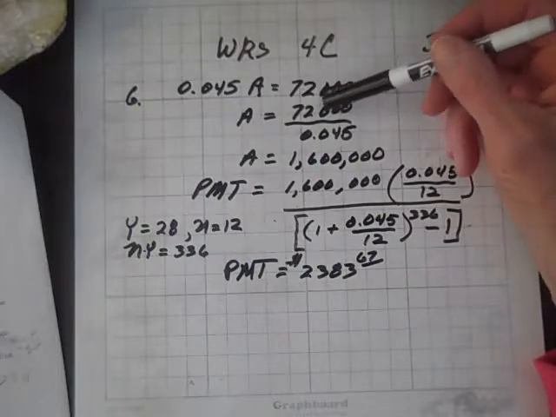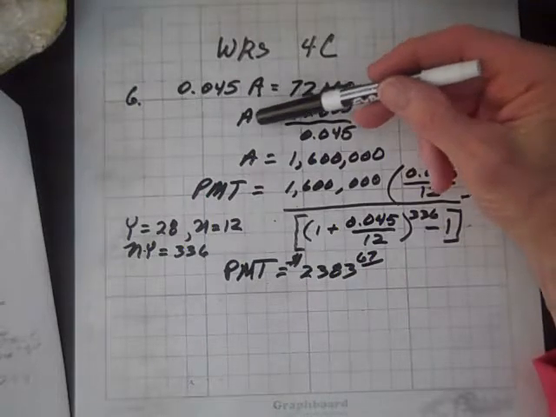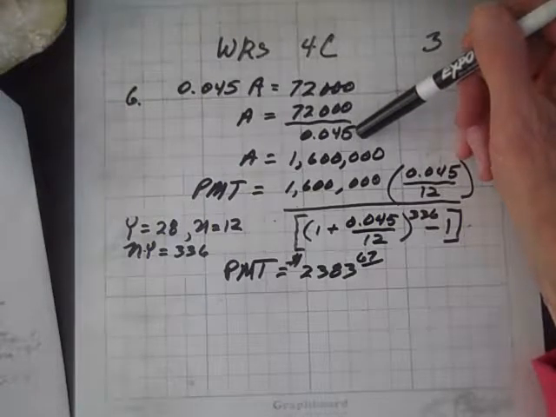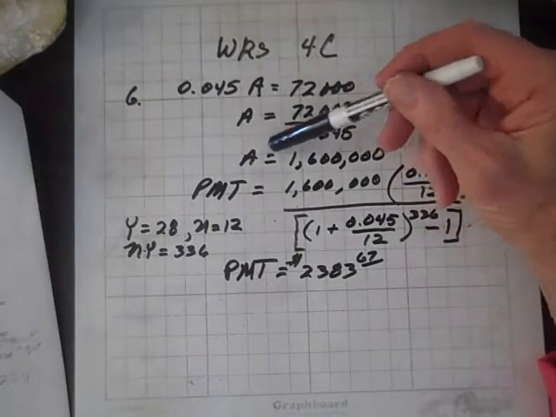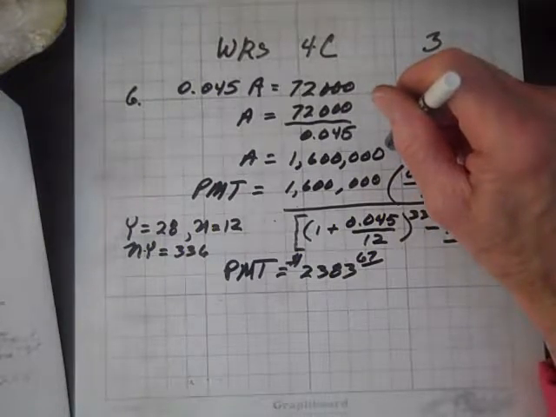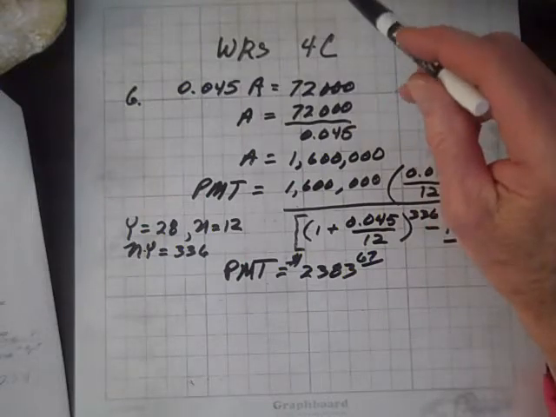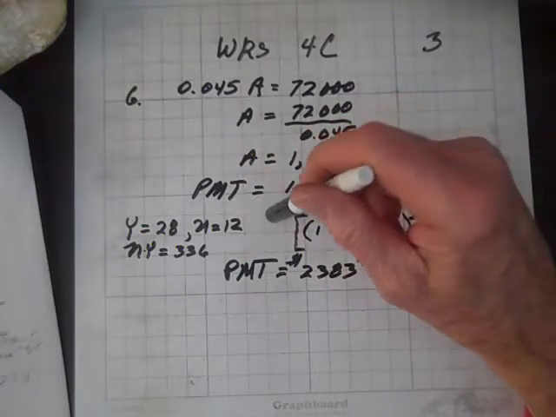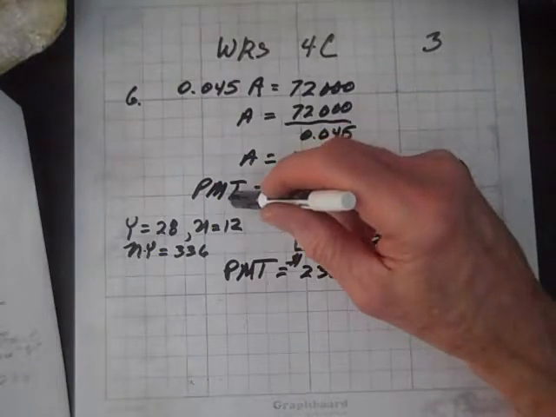So solving for A, a little algebra, we just divide both sides by 0.045, and so the amount we need is $1,600,000 in this account.